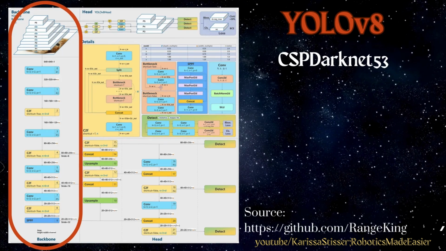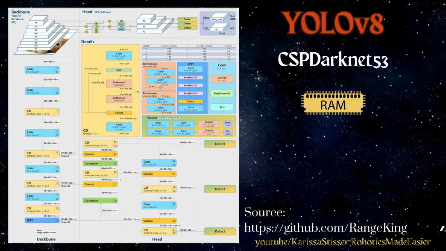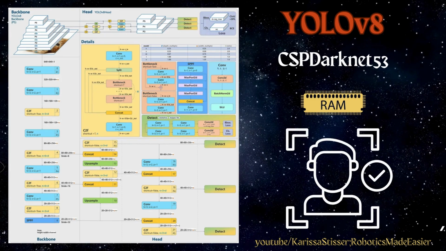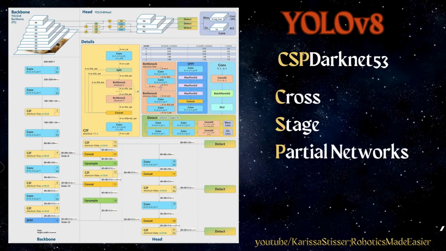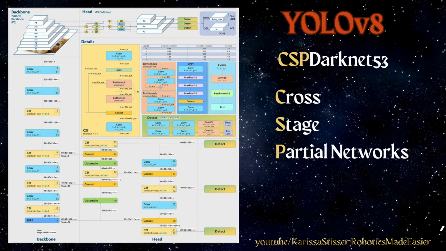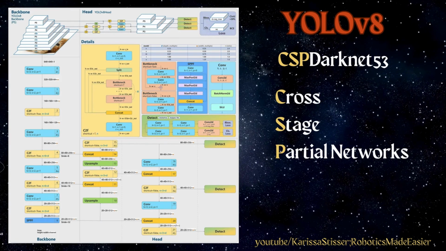The backbone is CSP DarkNet53. DarkNet is an efficient algorithm with a small memory footprint, though specifically made for object detection and was initially used in YoloV4. CSP stands for Cross-Stage Partial Networks. These networks use a series of splits and merges to help reduce computation and allow for a better gradient flow. Let's look at the blocks.